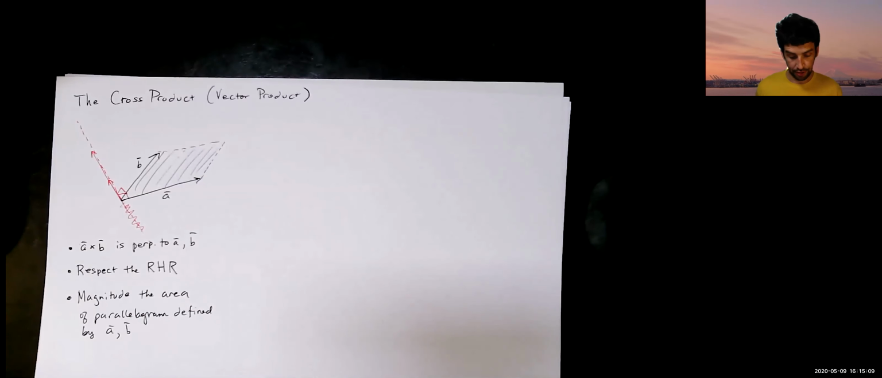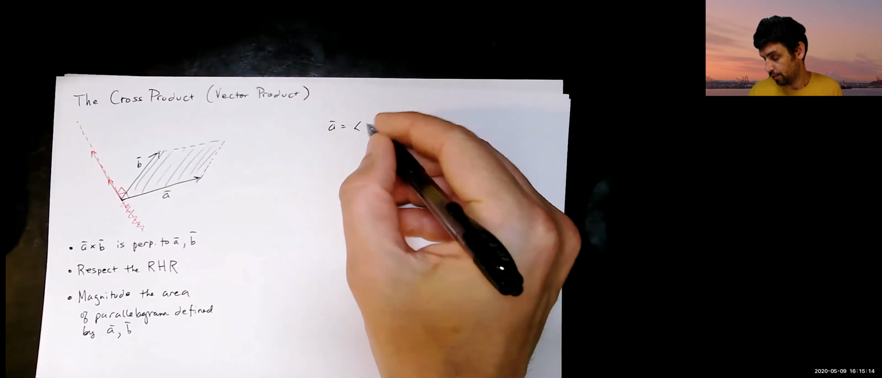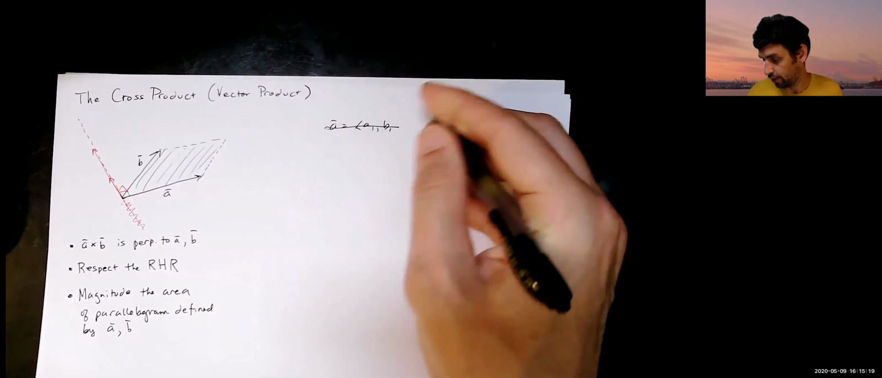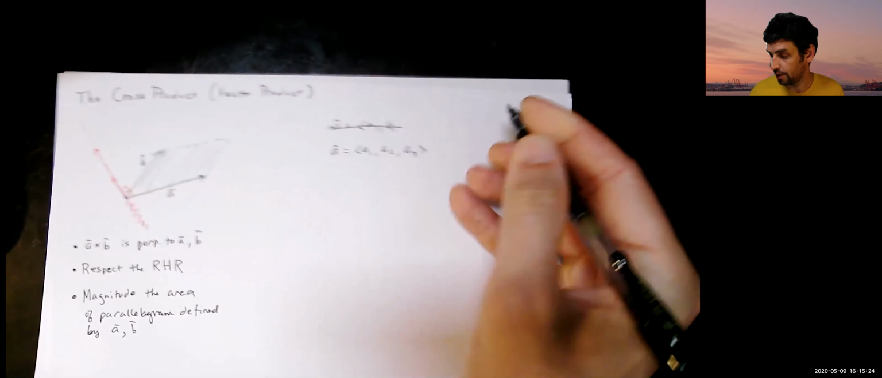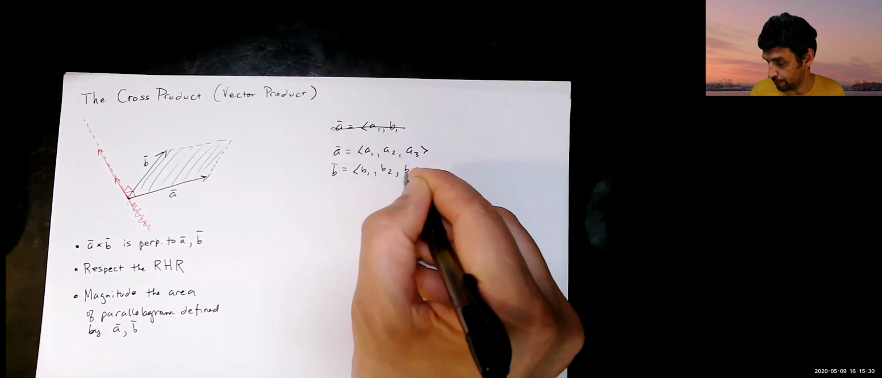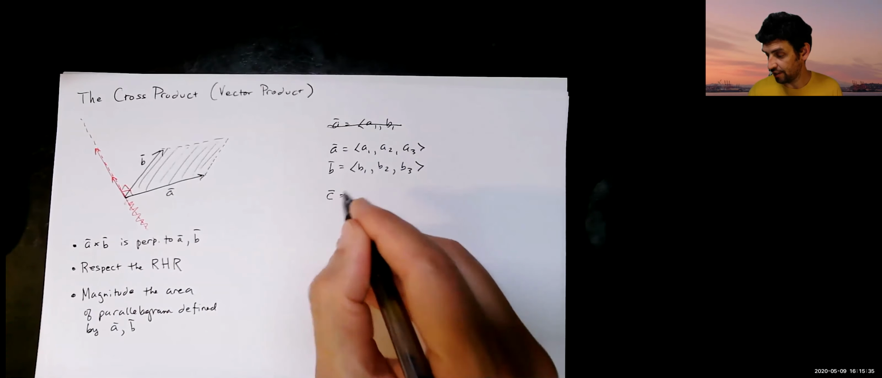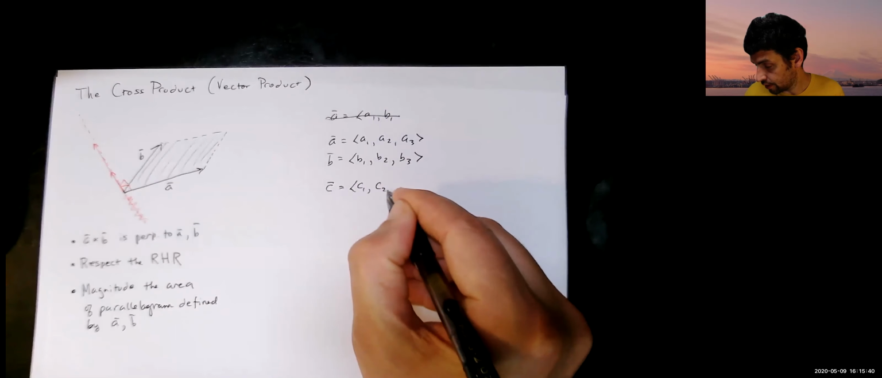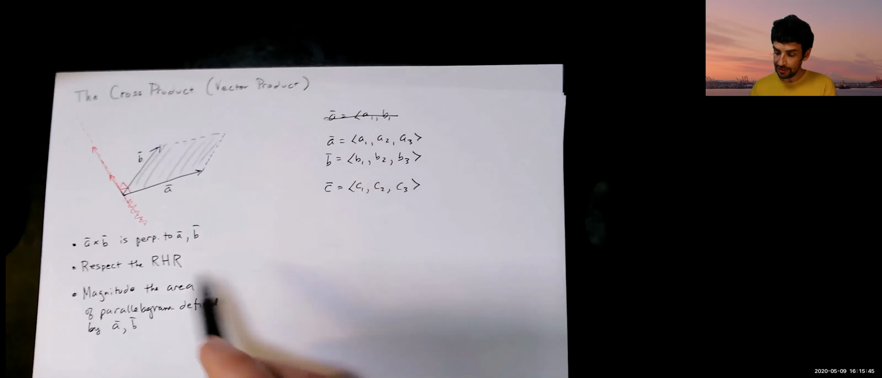Let's do this. Remember what we're trying to do. I have a vector A, which is A1, A2, A3. B will be B1, B2, B3. And I'm trying to come up with a vector C that I'm going to call the cross product of these two vectors. And what I want is these conditions met.